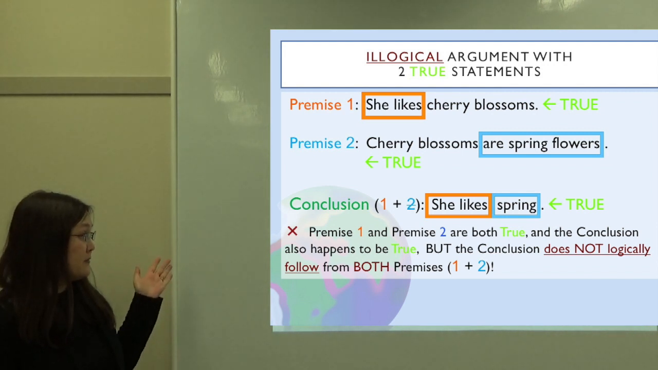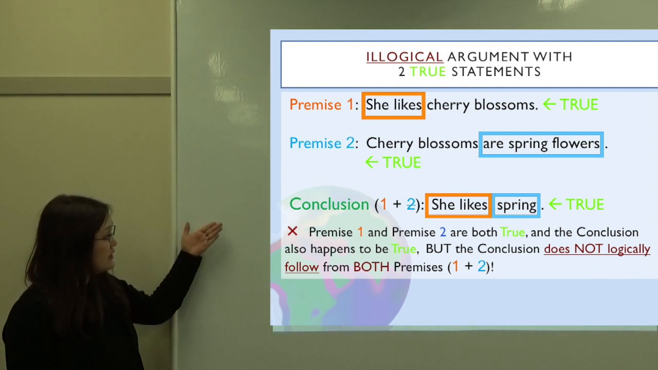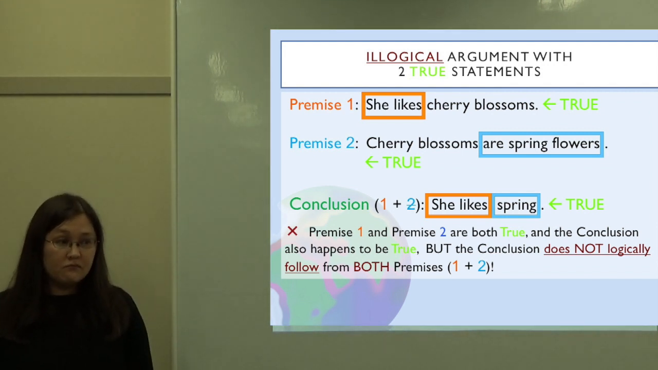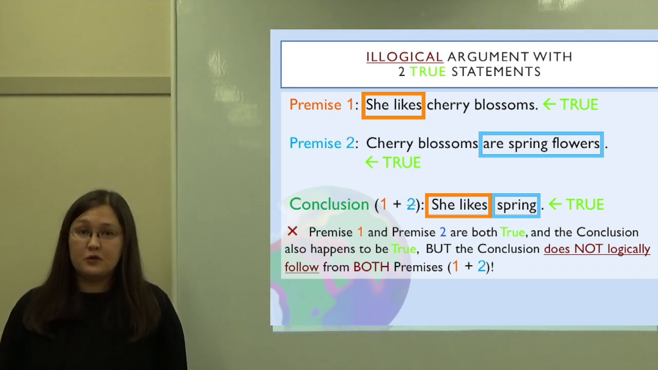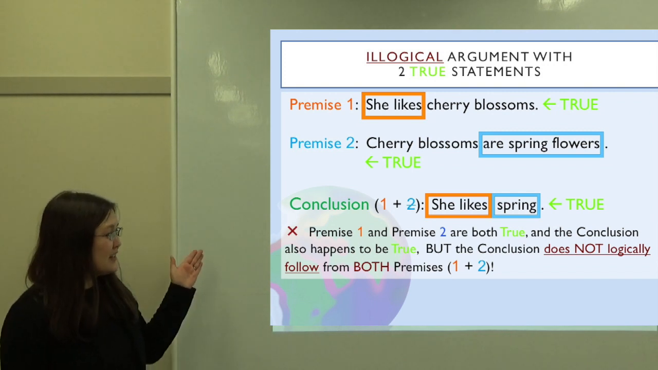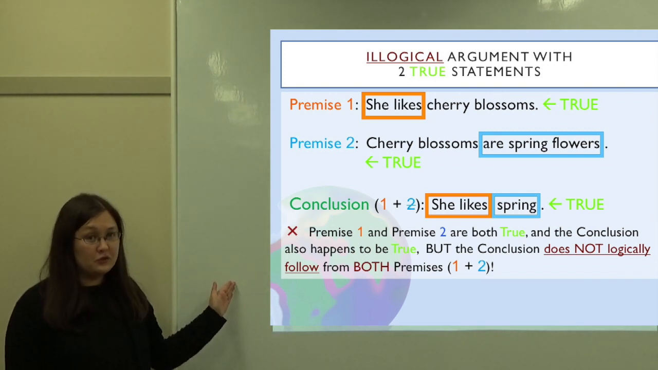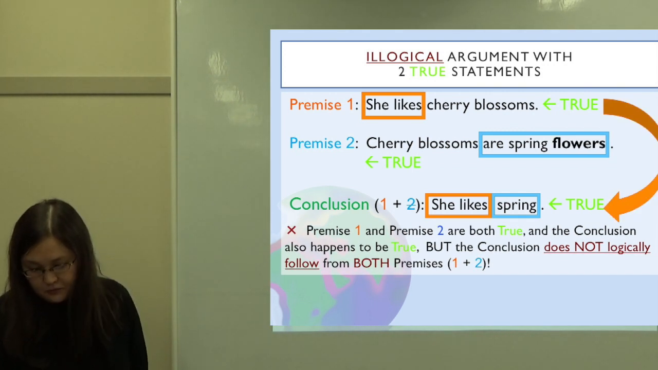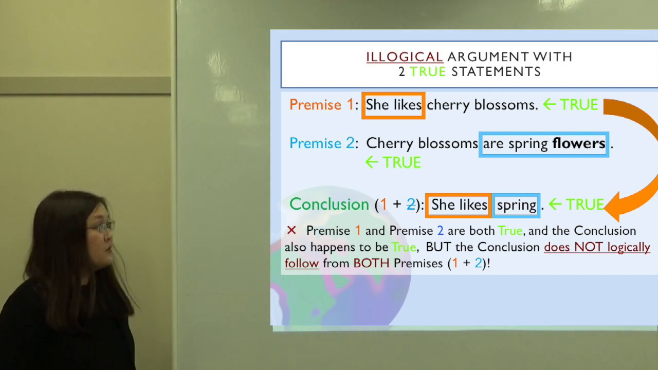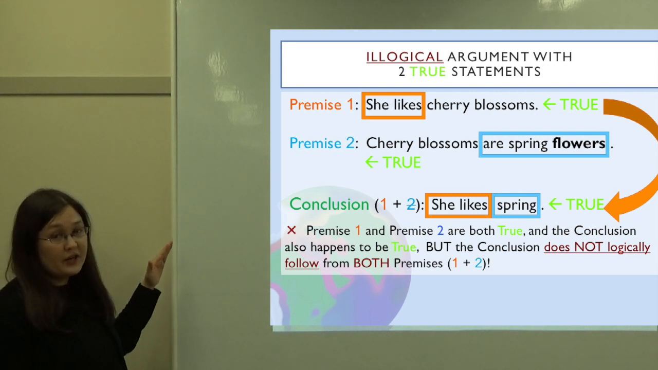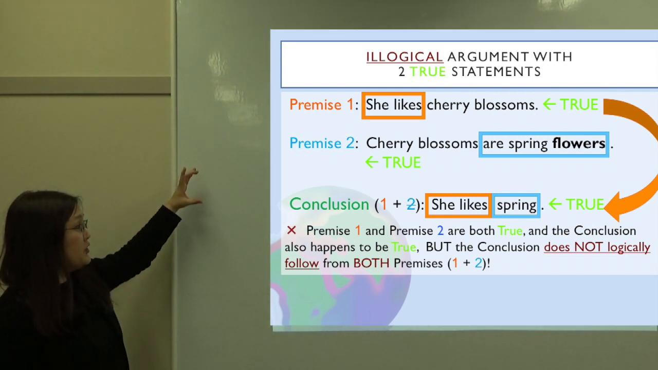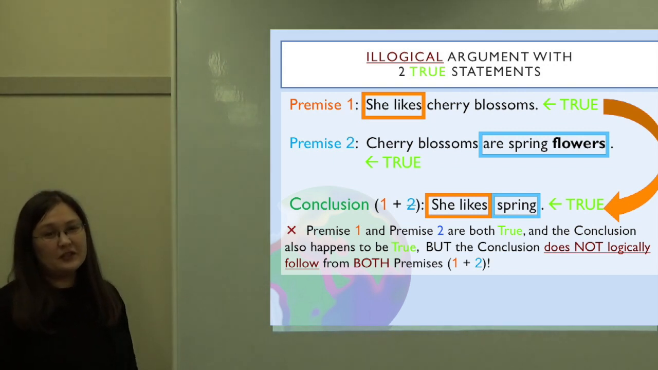What happened? So, in this conclusion, she likes spring. This is also true about our character. She likes the season of spring. But this is not logical. It does not follow the rules of logic. The reason is because premise 1 did go into the conclusion. You can see the orange arrow. But premise 2 did not correctly go into the conclusion.